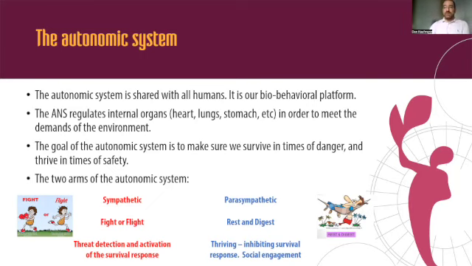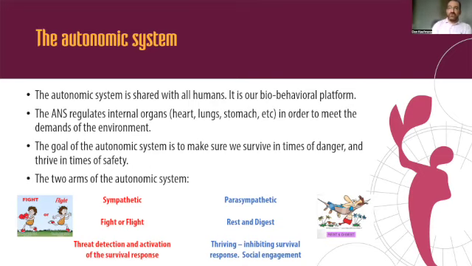The goal of the system is to help us survive in times of danger, but also it's designed to help us thrive when there is safety or when there's no danger in sight. Usually when we talk about the autonomic system, we talk about two arms. The sympathetic, like the fight or flight: when we have a threat, then immediately we go into action. Or the parasympathetic, which a lot of people call rest and digest, which is the state where we're thriving. We engage in social activities. We're just relaxing. Those are the two main components of the system.